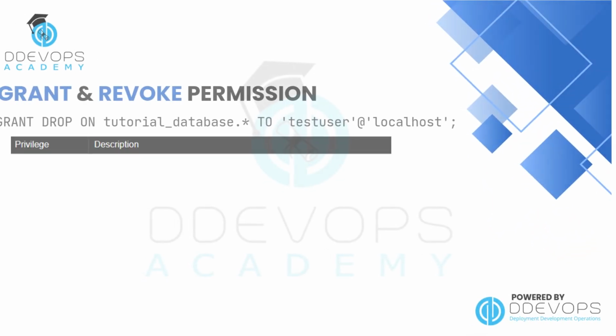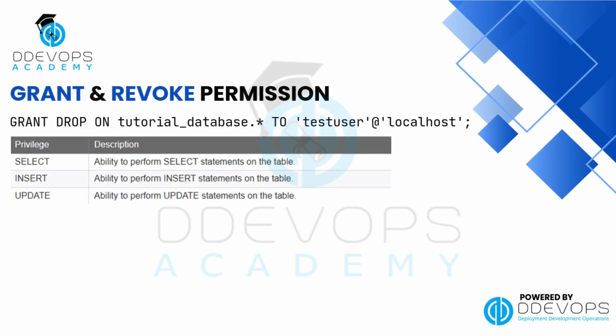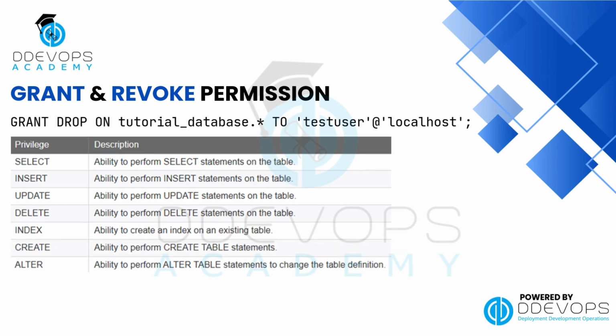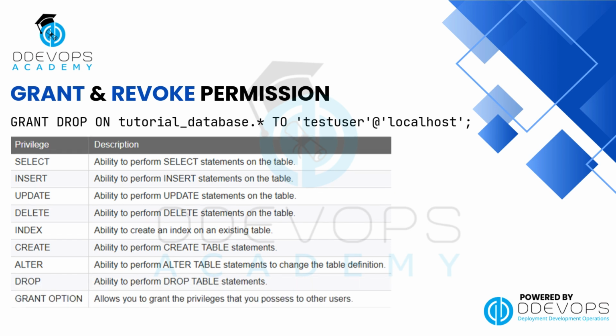Let's talk about database permissions. SQL uses GRANT to give users access, like allowing them to select, insert, or drop tables. For example, you can grant drop privileges on a database to a user. If needed, you can take those permissions back using REVOKE. Managing privileges ensures your database stays secure and well controlled.